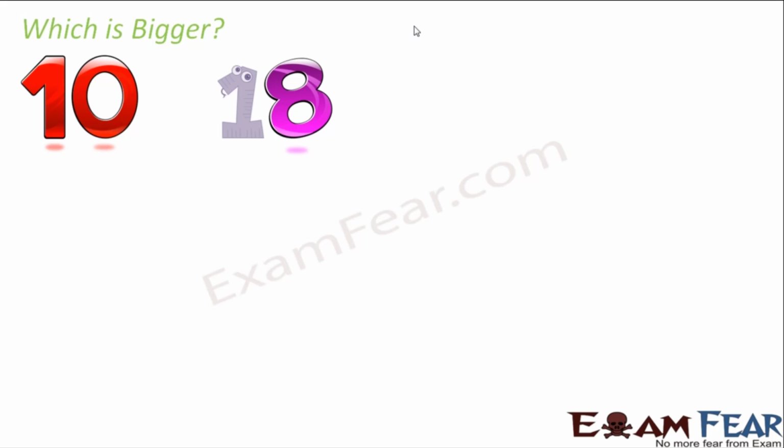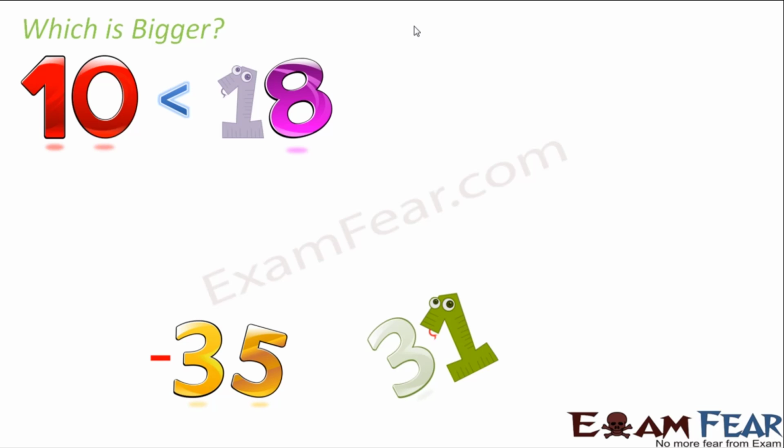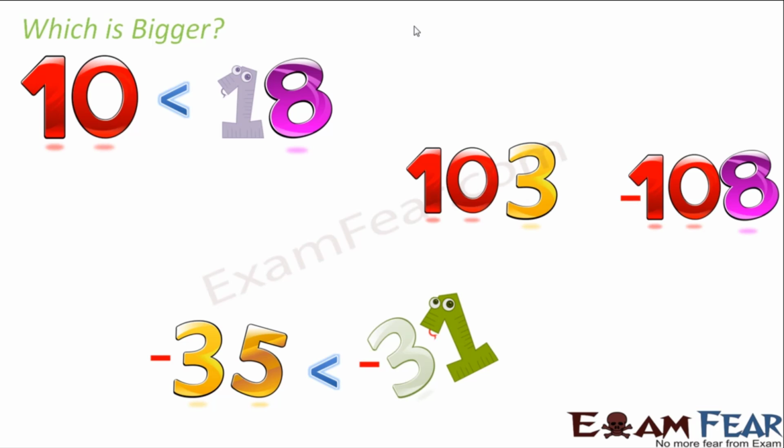Whenever you look at a number line, just think: 18 or 10, which is located towards the right? 18 is located towards the right, so 18 is greater than 10. Similarly, minus 35 and plus 31. Definitely plus 31 is greater because all positive numbers are located towards the right. 103 and minus 108. Again, the positive number would be greater because it is located towards the right. So see, remembering that simple tip can help you to decide which is bigger so easily.